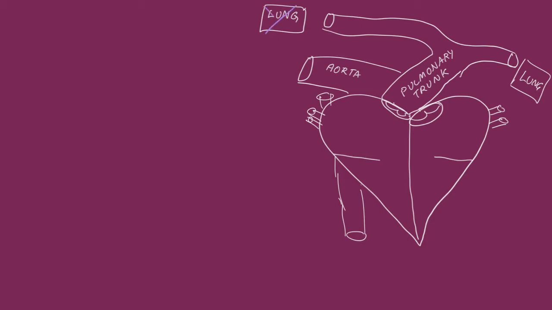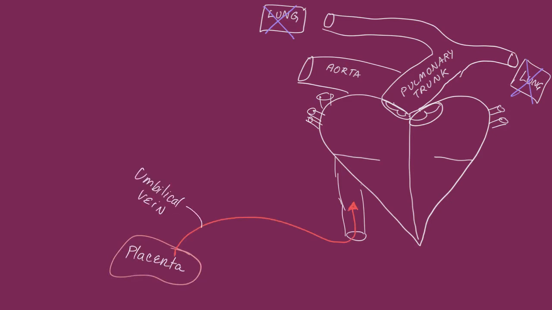The fetal circulation, on the other hand, is quite different because the lungs are not functional in the fetus. The fetus does not breathe while it is in the uterus. The function of the lungs is taken over by the placenta. The placenta provides the fetus with oxygenated blood, which enters the heart via the umbilical vein.